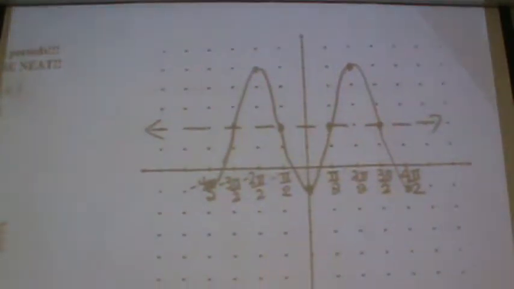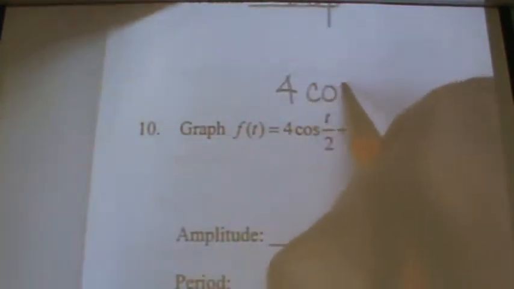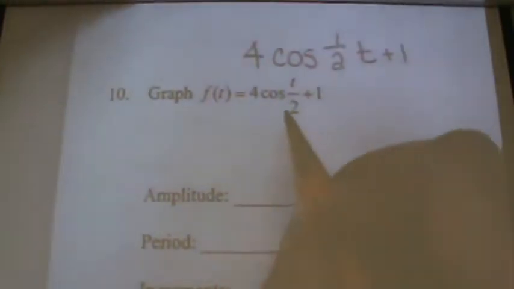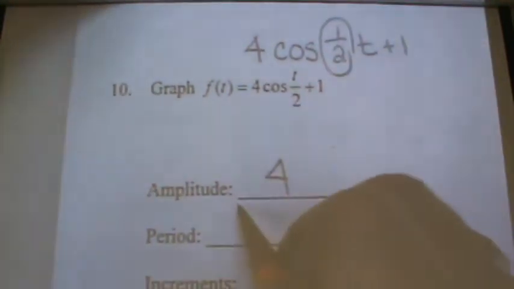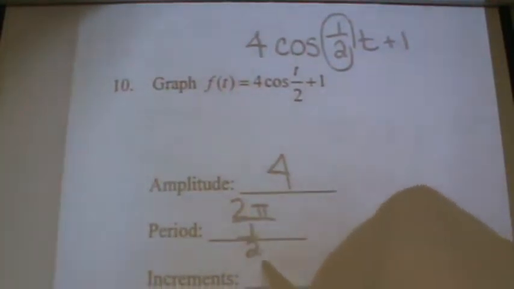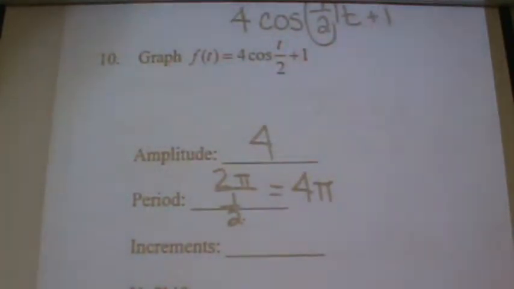Okay, next one. Now they're going to change. So what we want here is, can you tell me what the b value is for this? B is 1/2. Okay, so the amplitude is 4. Your period, you're going to take 2 pi and divide it by b, which is 1/2. So your period's going to be 4 pi. So this is horizontally stretched.